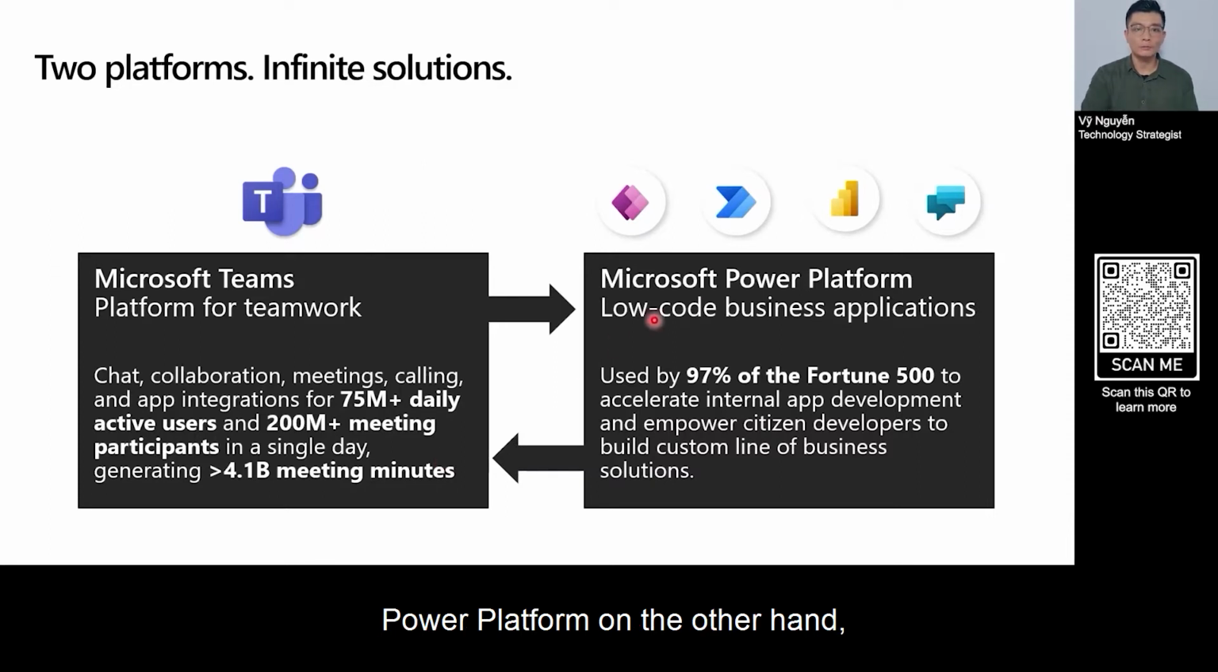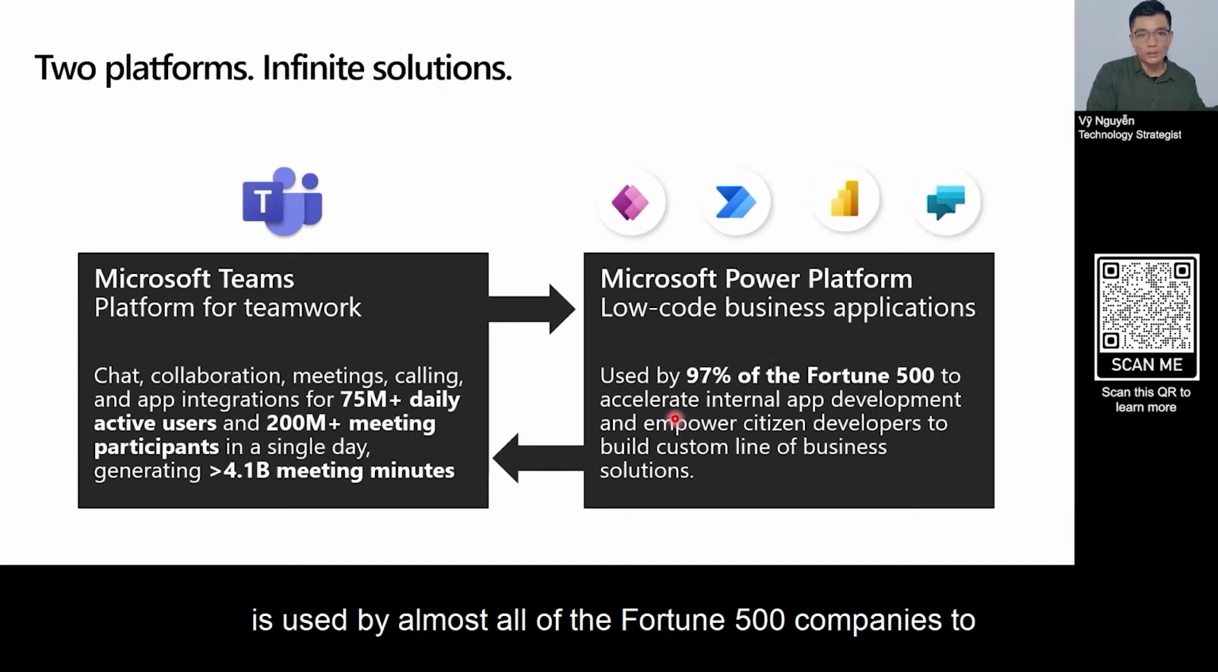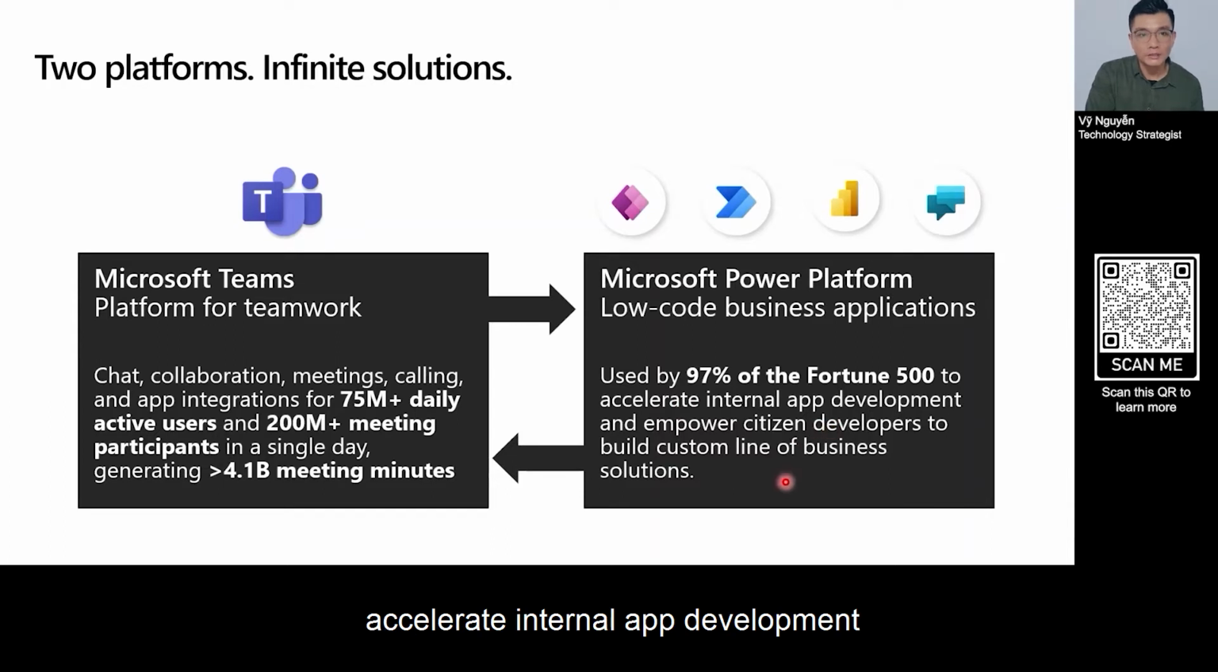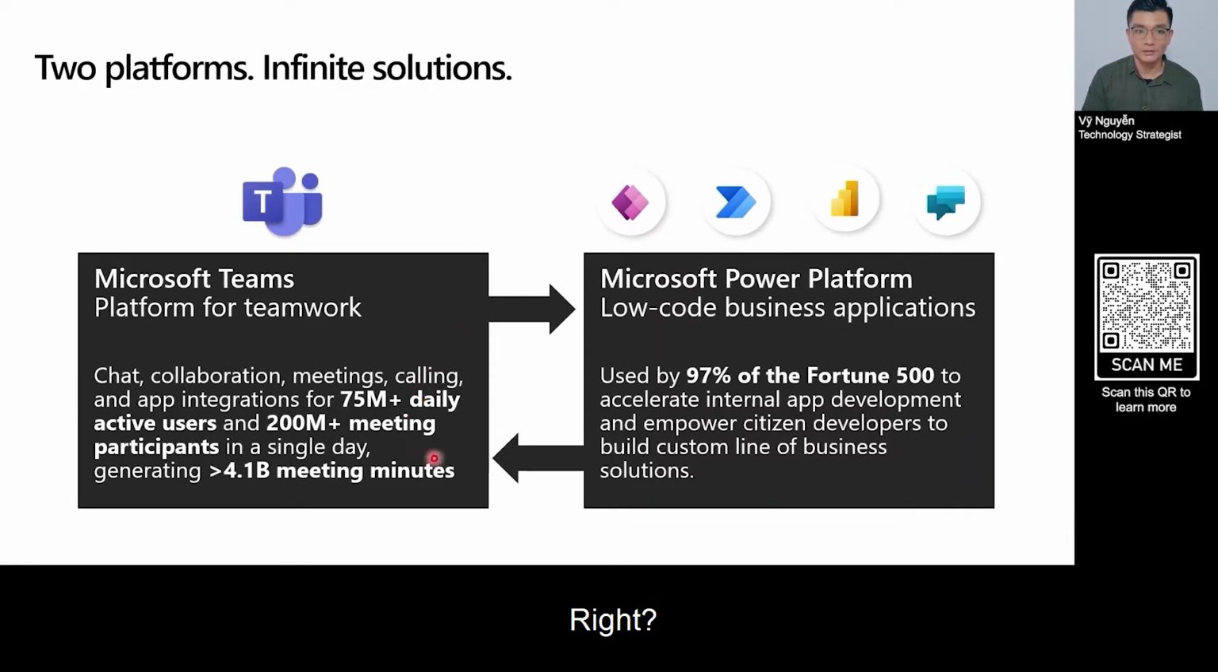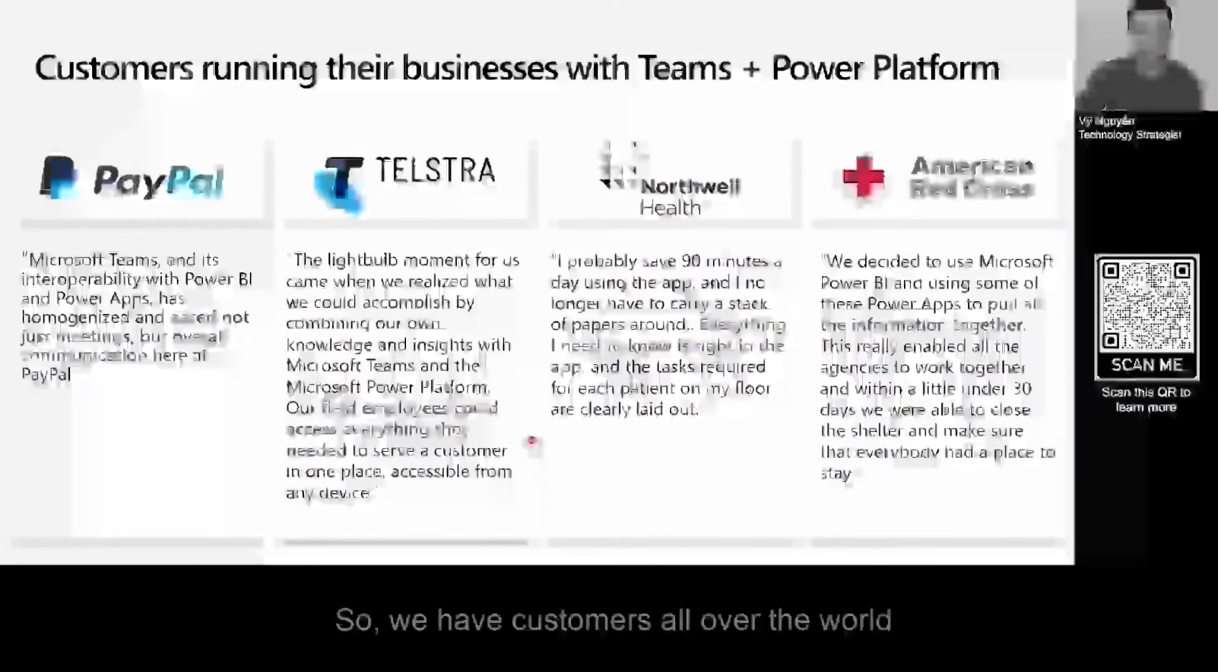Power Platform, on the other hand, is used by almost all of the Fortune 500 companies to accelerate internal app development and empower the employees to build custom line of business solutions. And now, Power Apps within Teams provide an integrated experience for app makers to create apps and workflows within Teams and quickly publish and share them for anyone on the team to use without having to switch between different platforms, right?